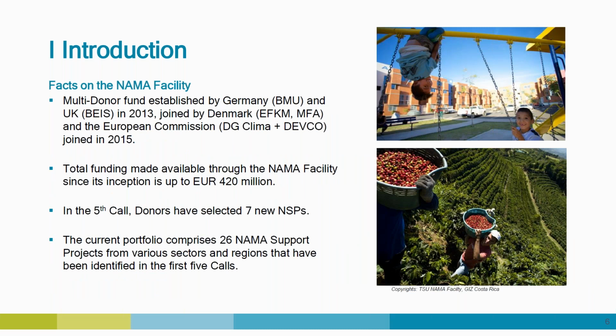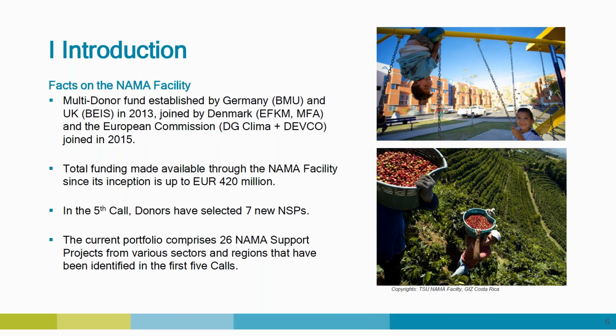So on this slide, you can see some facts and figures on the NAMA facility. The NAMA facility is a multi-donor fund established in 2013 by its founders, the German Federal Ministry of Environment and the British Department for Business, Energy and Industrial Strategy. The Danish Ministry of Climate and the Ministry of Foreign Affairs, as well as the European Commission, joined the NAMA facility in 2015 as additional donors. With the additional funding for the 6th call, the overall funding earmarked for the NAMA facility so far amounts to approximately 420 million euro for the 6 calls.